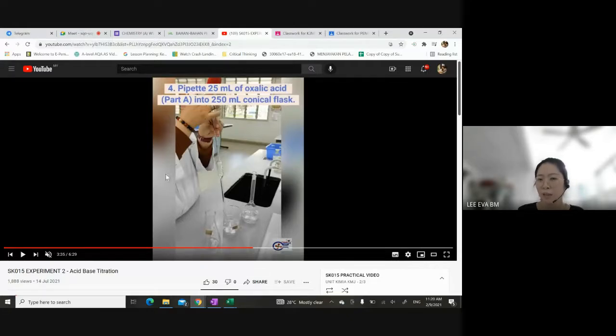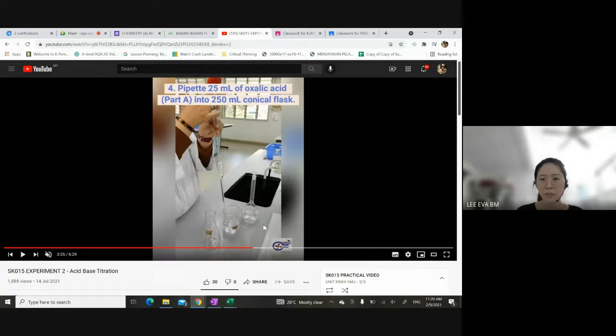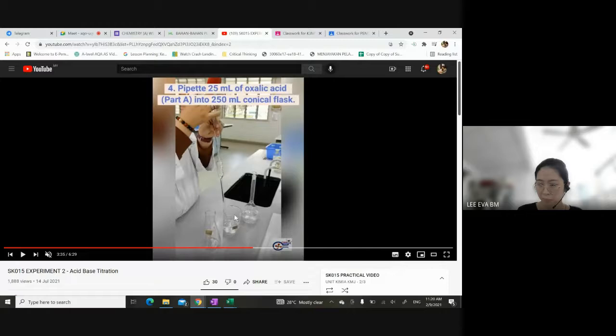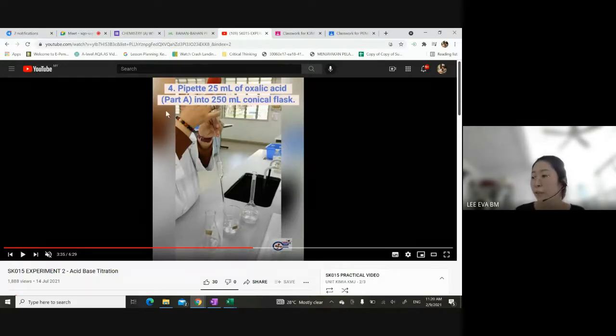So dalam video ini, kalau awak nampak, kita ada beberapa apparatus. Make sure you know every name of these apparatus. Okay, so this is our volumetric flask. This is a beaker. Okay, this is a pipette. And then we have the conical flask. Okay, conical flask dalam 250 ml juga. Tapi kita guna 20 ml solution sahaja. Okay. Any question for the names of apparatus in this case?